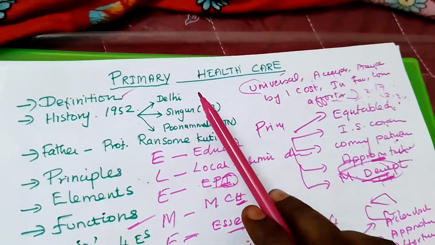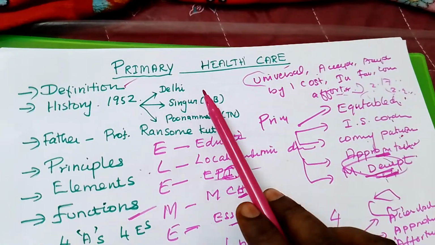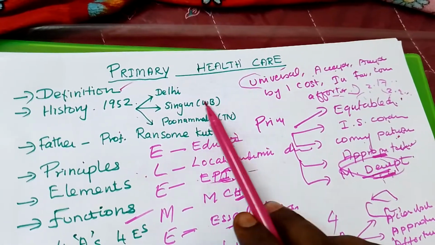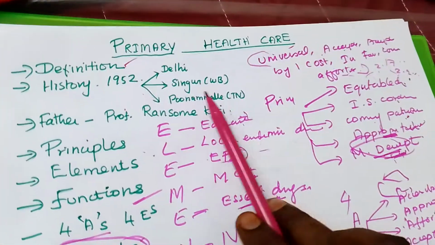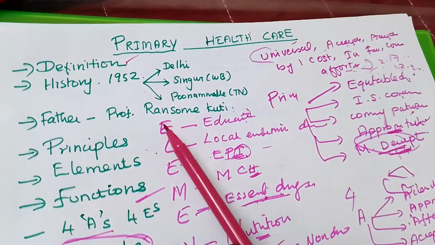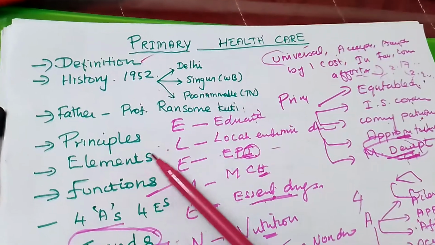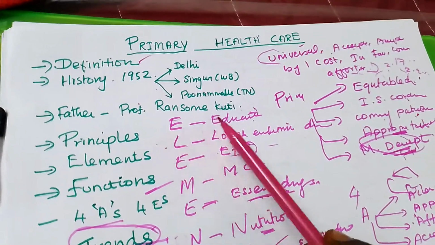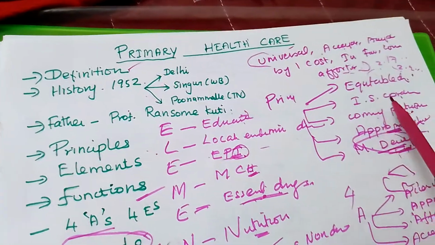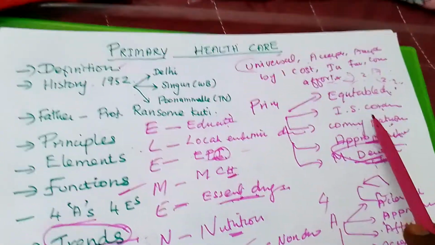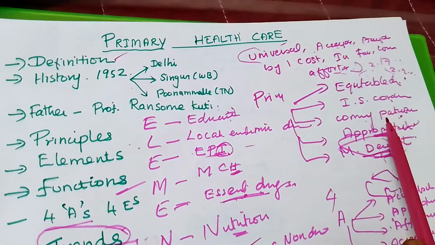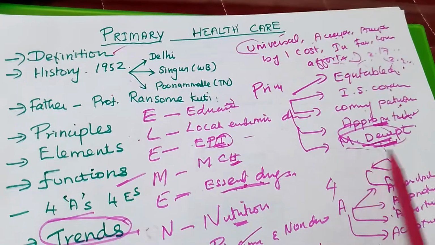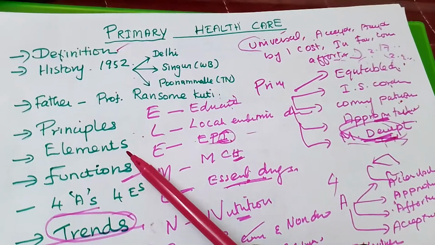Correct? Then you can write about the history, which year they started, and the places, mainly South and North India. The father is Professor Ransom Kuti. And what are the principles of primary healthcare? Primary healthcare has 4 principles: equitable distribution, intersectoral coordination, community participation, appropriate technology and manpower development. And the elements of primary healthcare.